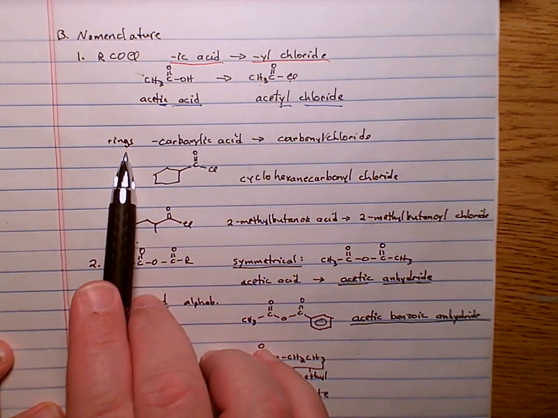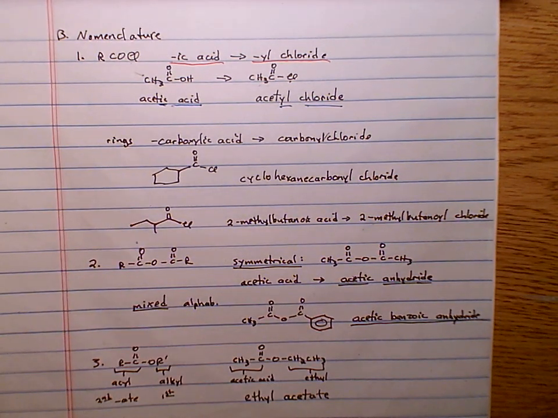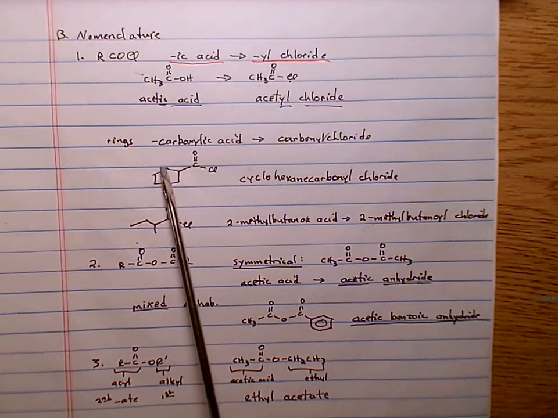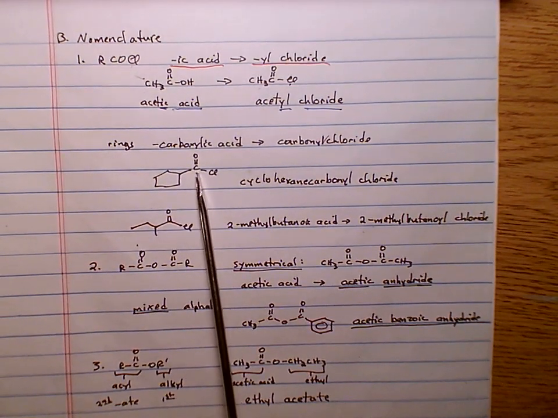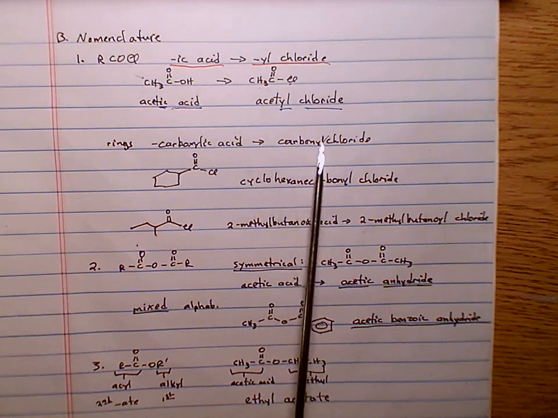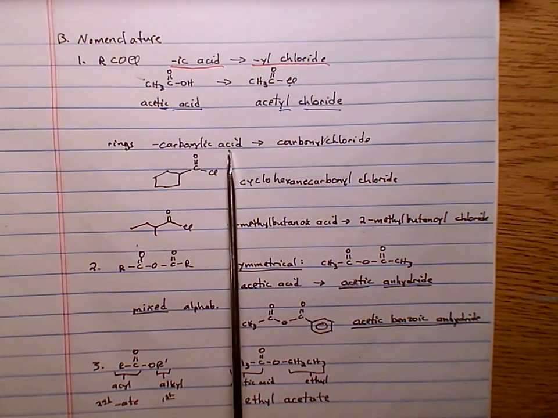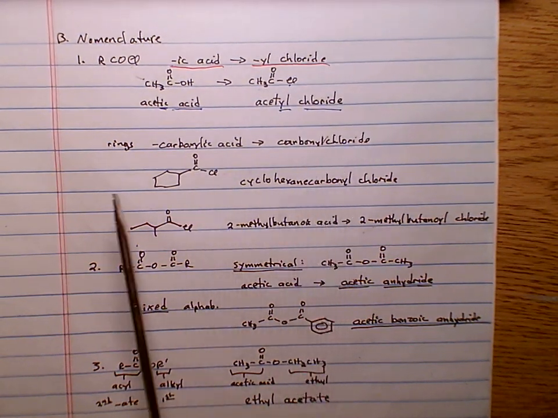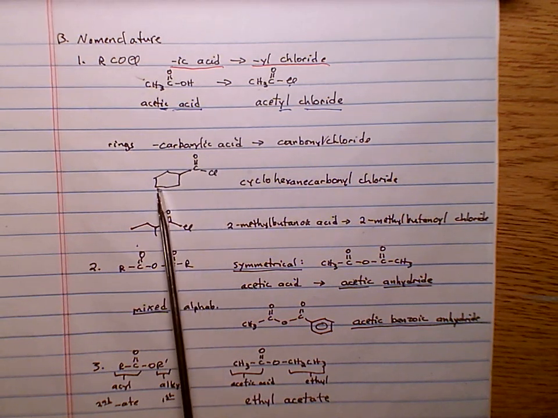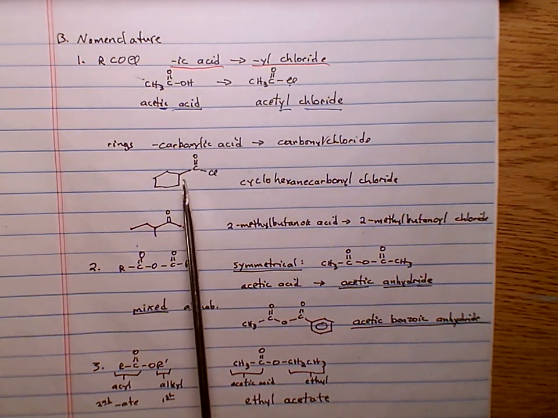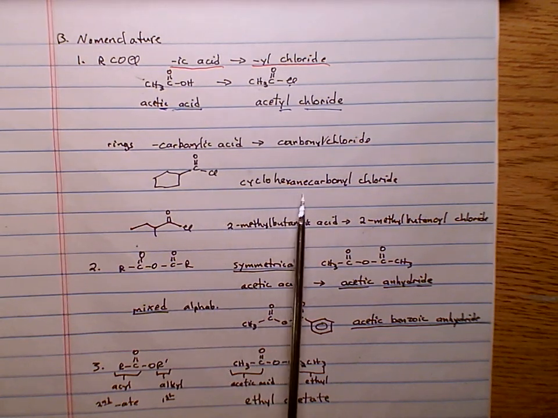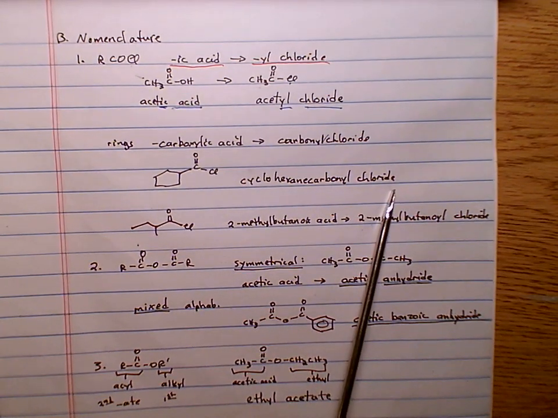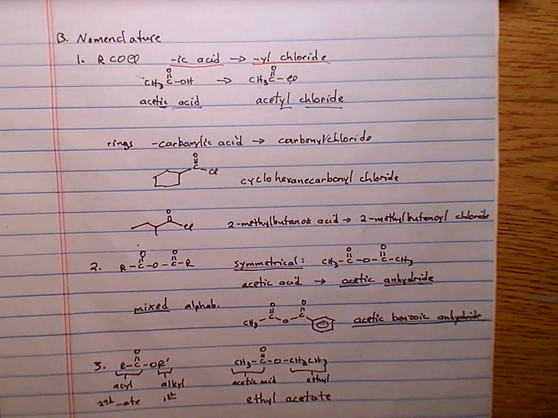When you have a ring in your system, we know this is a cyclohexane ring, and this group is off the cyclohexane ring, so the carboxylic acid becomes a carbonyl chloride. So if this was a carboxylic acid, it would be cyclohexane carboxylic acid. It becomes cyclohexane carbonyl chloride. All right.